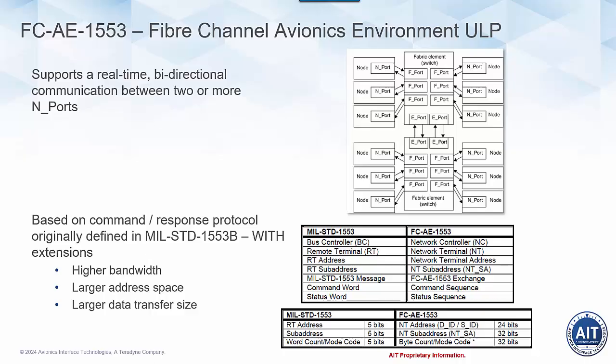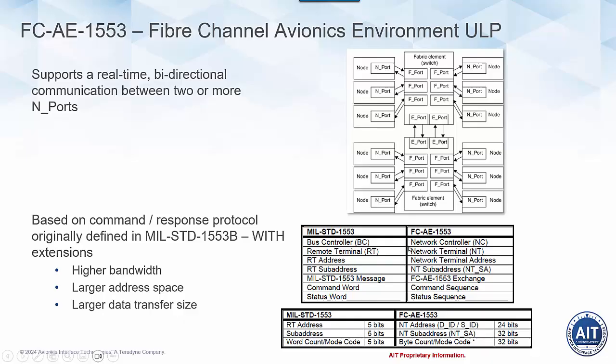But it also has extensions because it's on a much faster network, higher bandwidth, right? So 1 megabit per second in traditional 1553, we're on a 1 gigabit or maybe even a 2 gigabit network with Fibre Channel, a larger address space, and a lot larger data transfer sizes.